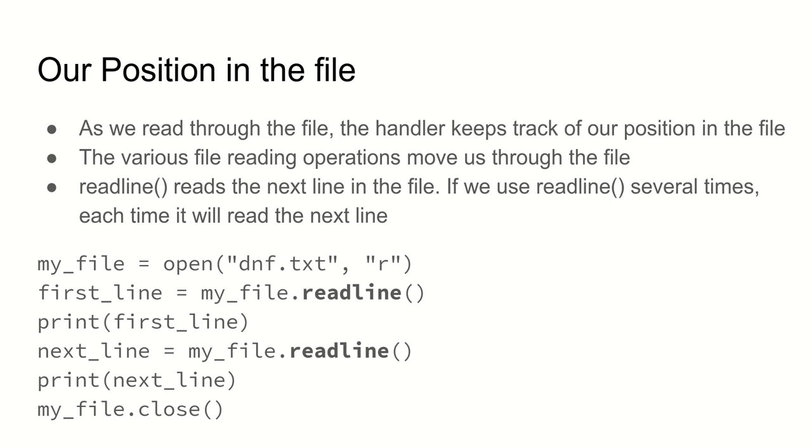So if we use readline several times, each time it reads the next line and changes our position to the start of the following line. So this example reads the first line, prints it, reads the second line, prints it, and then closes out the file. So at the time that the file was closed, the position would have been the start of the third line of the file. Now that won't matter anymore because we closed the file. If we reopen the file later, our position will be the start of the file again because we're opening it fresh at that point.